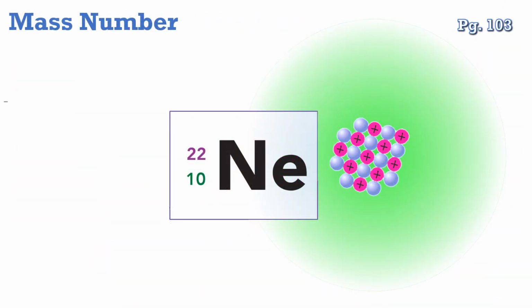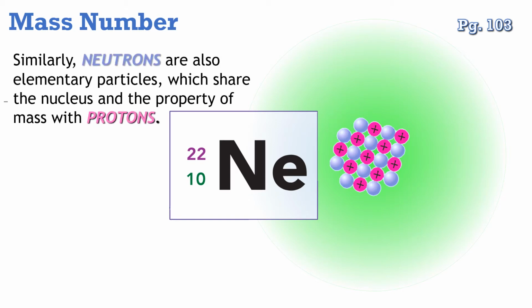So we turn now to the topic of mass, and we want to recognize that we have a box here, and this box superficially looks like the boxes that appear in the periodic table. However, this is not a box in the periodic table. This is a means of talking about neutrons and protons, because neutrons, just like protons and electrons, are also elementary particles. And these neutrons share the nucleus, and they share the property of mass with the protons.